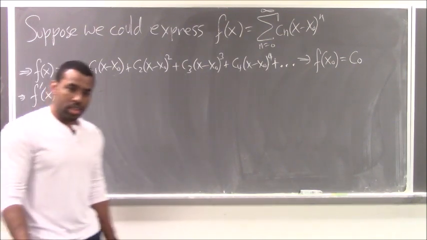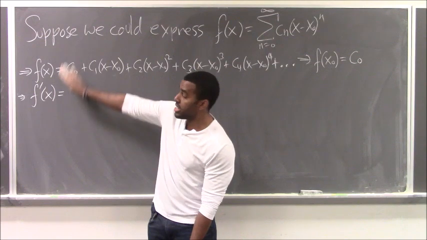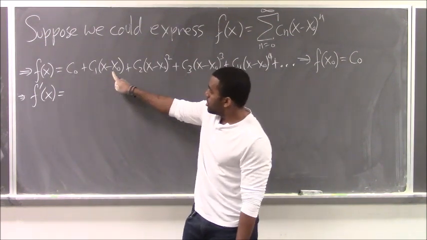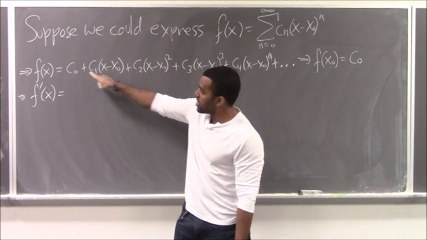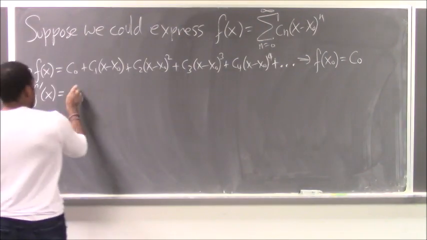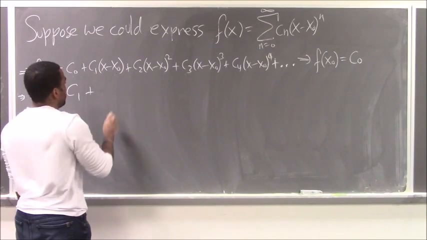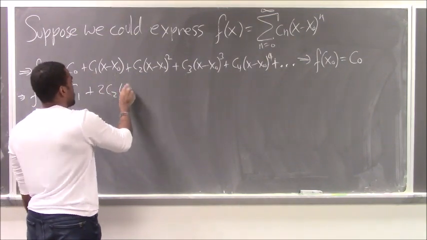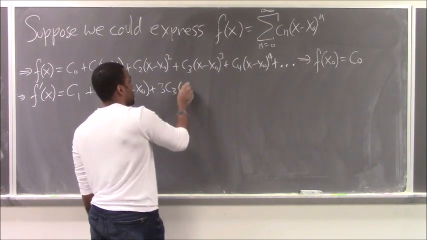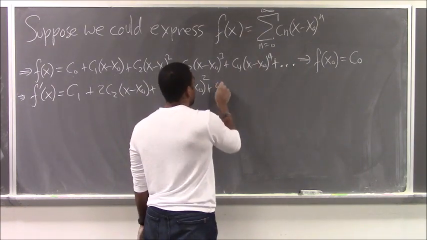Now, if you take a derivative, the derivative of a constant is going to be 0, so that's going to kill my c0. The derivative of this term is just a constant times the derivative of (x minus x naught), which is 1. That's going to leave you with a c1 here. Then take the derivative of that. Then take the derivative of that. Then take the derivative of that.